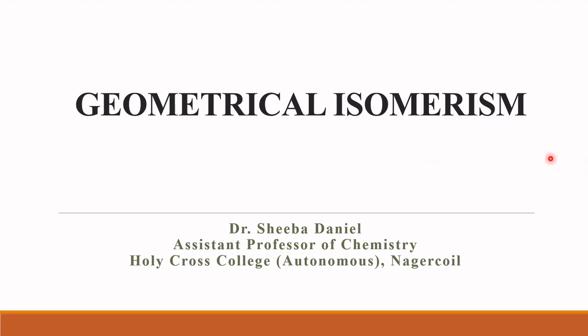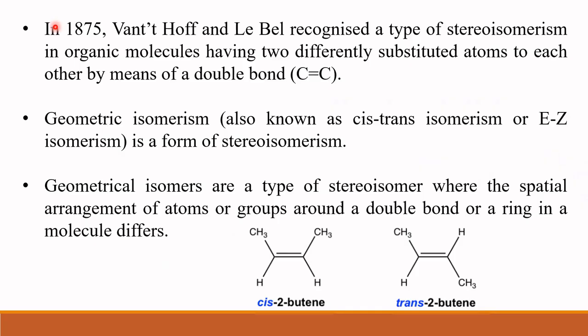Geometrical isomerism. What is geometrical isomerism? In 1875, Van't Hoff and Le Bel recognized a type of stereoisomerism in organic molecules called geometrical isomerism. Geometrical isomerism is also known as cis-trans isomerism or E-Z isomerism.